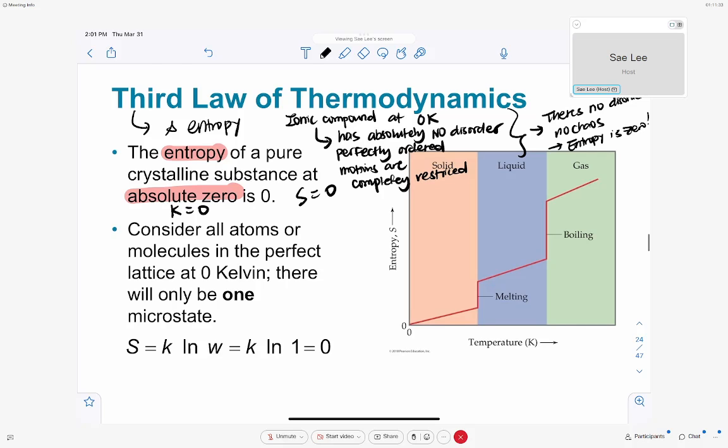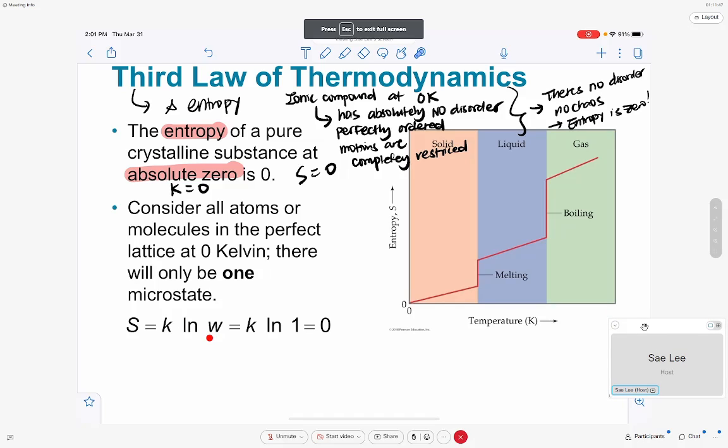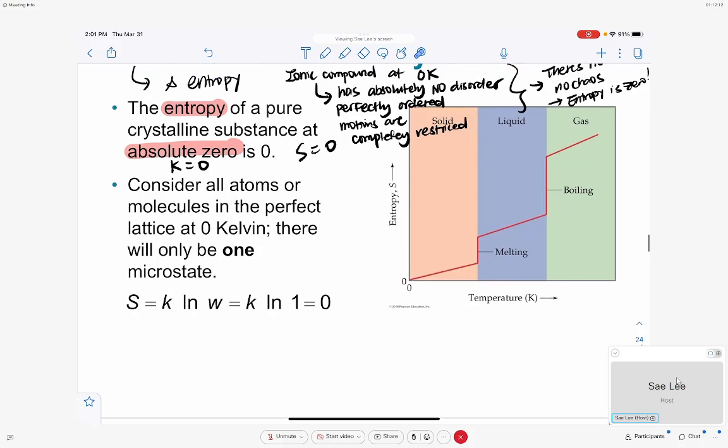This makes sense according to the entropy equation that we learned in the previous slides too. According to Boltzmann, entropy equals Boltzmann's constant times the natural log of the number of microstates. A perfectly ordered crystal would only have one possible microstate. No other microstate is available because it's perfectly rigid and locked. If you plug in one for the microstate, the entropy equals 0, so it makes sense mathematically as well.